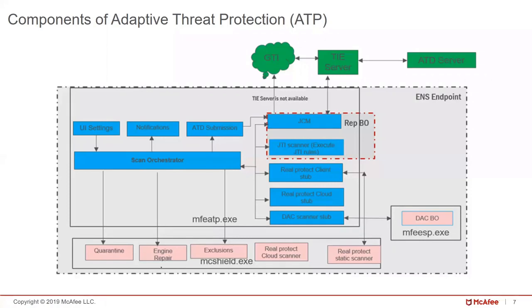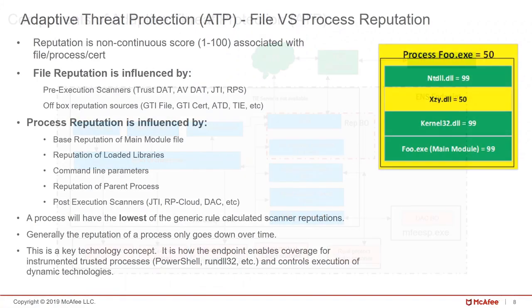So when we're talking about the reputation, this is the reputation associated with all the connectivity status. It's going to check the status, whether it's disconnected, GTI, TIE server, make sure that everything is actually available, and then either use a local cache or reach out to the GTI cloud services and/or the TIE server. And then when we get that back, that reputation will be put into the JCM cache. We'll talk more about how that cache works here in just a moment. Adaptive Threat Protection: we are looking at file versus process reputation.